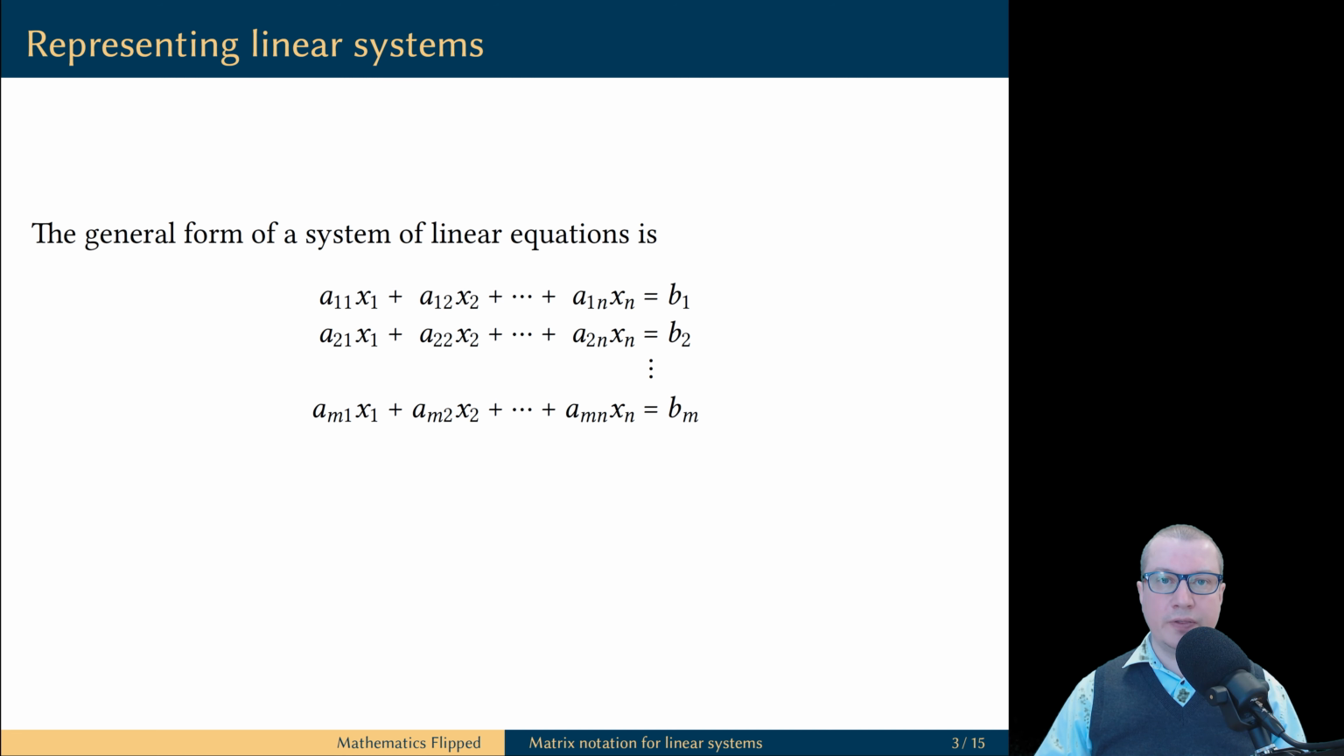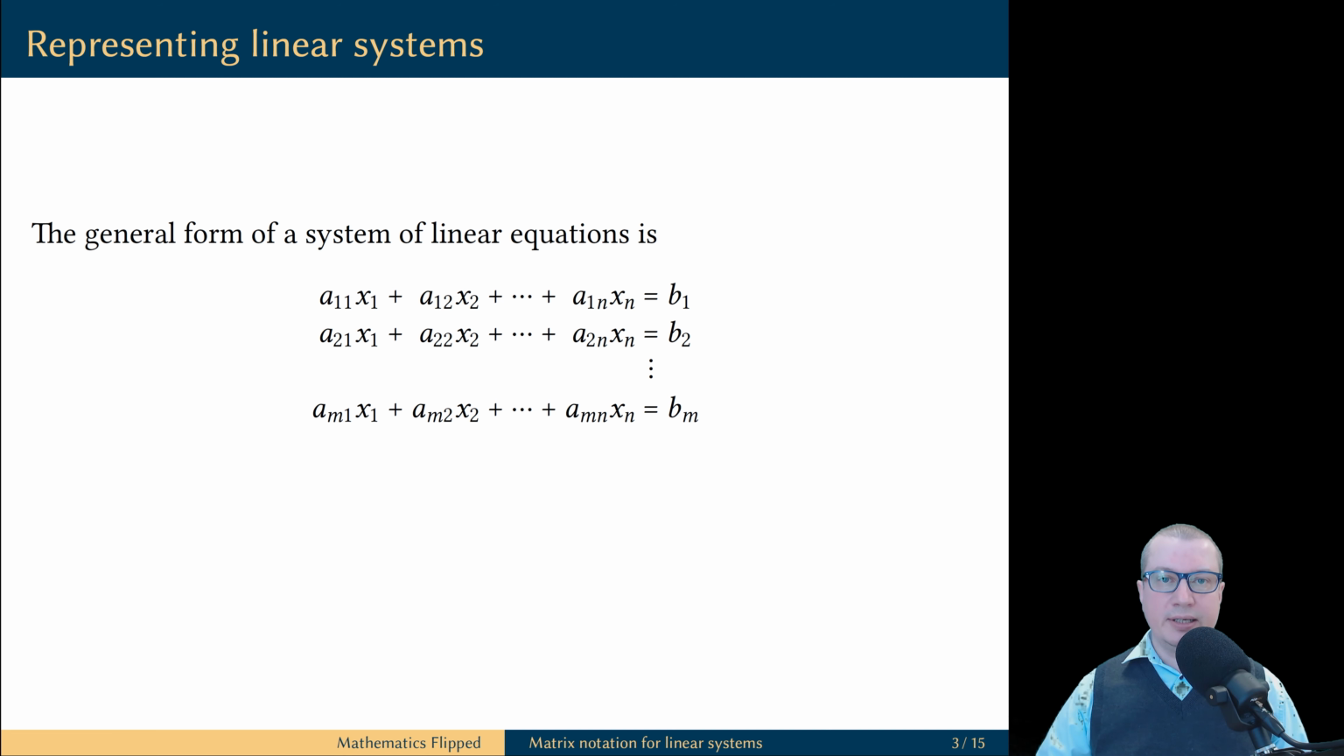Every coefficient on the left-hand side has two indices. The first index indicates the number of the equation in which this coefficient appears, and the second index indicates which variable this coefficient multiplies. Each number on the right-hand side has a single index, which indicates the number of the equation in which this number appears.